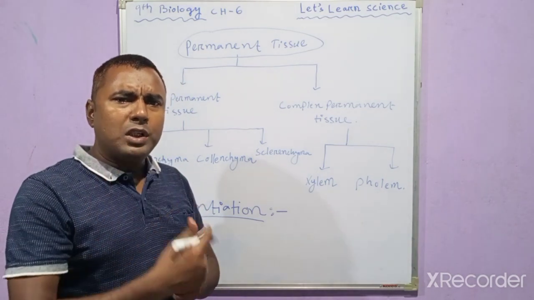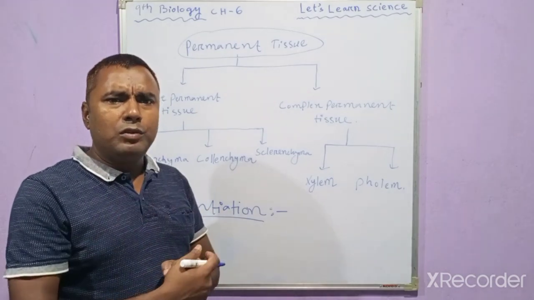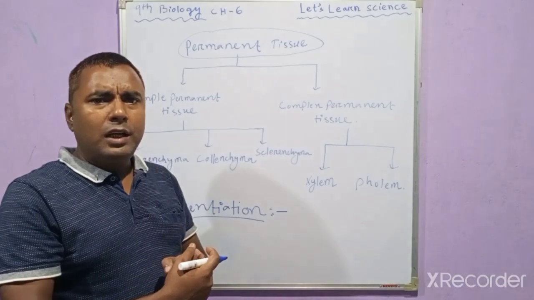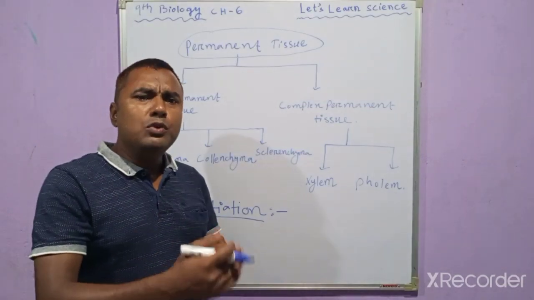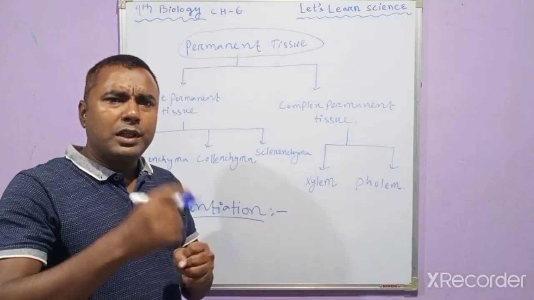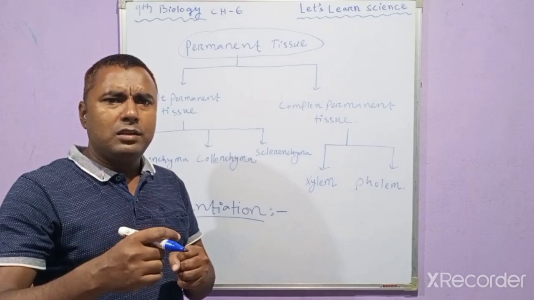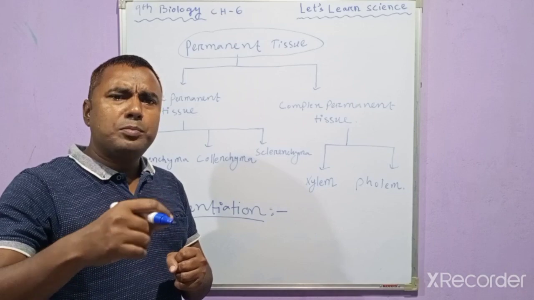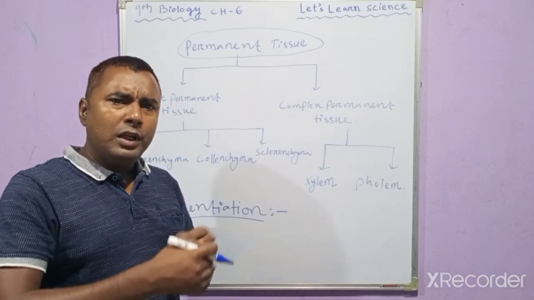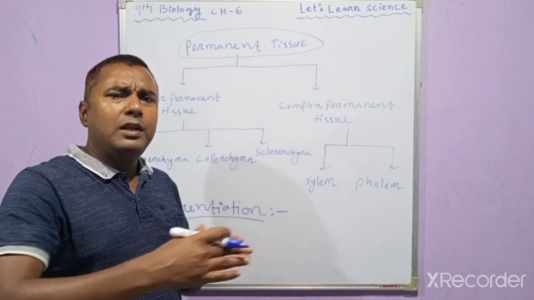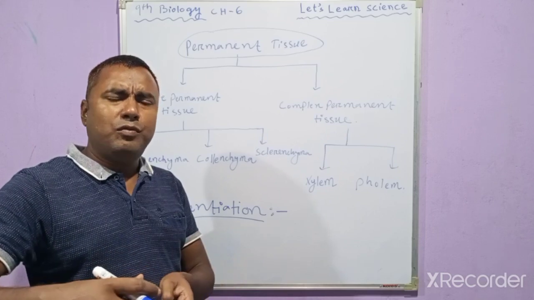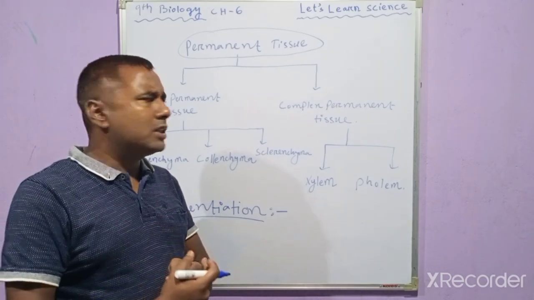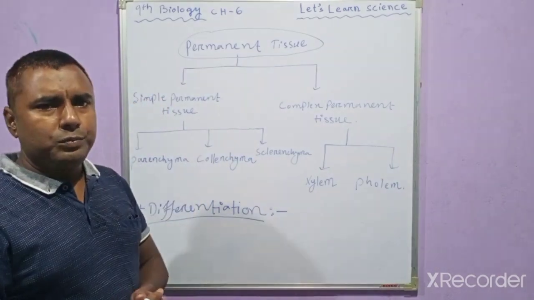When the cells in the meristematic tissue develop by the process of dividing, after developing, the new cells take a new shape, size and role, and carry a specific function in the plant body. They take a permanent shape, size as well as function, and that tissue is termed permanent tissue.